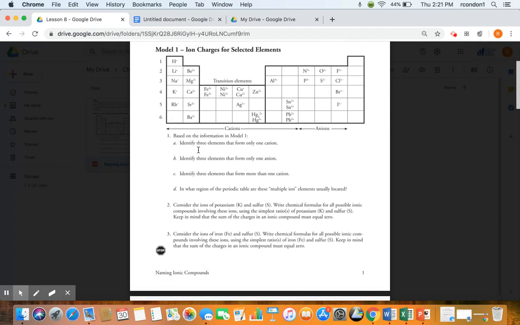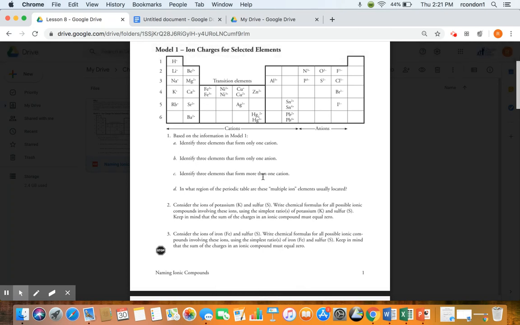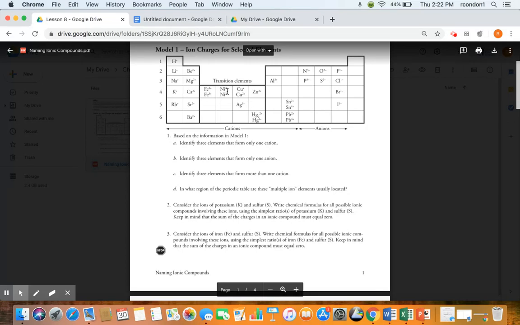So for number 1, it's like identify 3 elements that form only one cation. So we're looking for positive and only one type. So there's only one type here, one type here. Anything from here is a good answer. And then 3 elements that form more than one cation, for example, would be these things. See how there are different charges for like iron, nickel, and copper? That's more than one cation these elements are capable of forming.